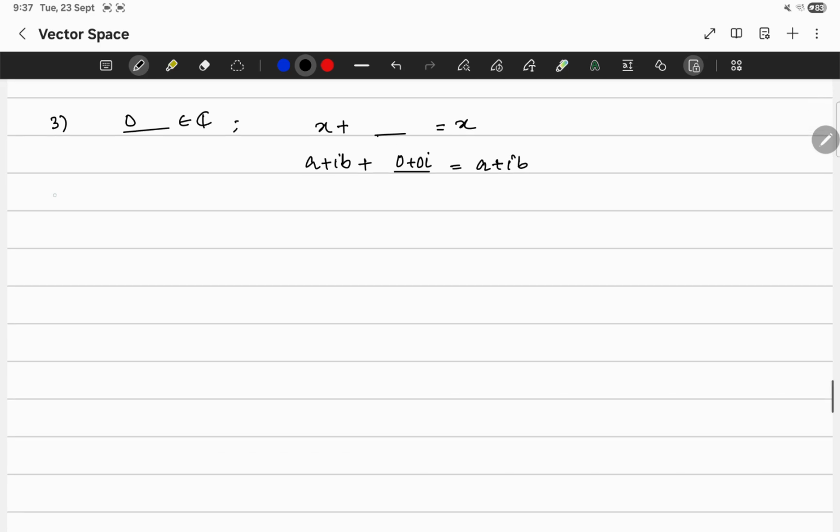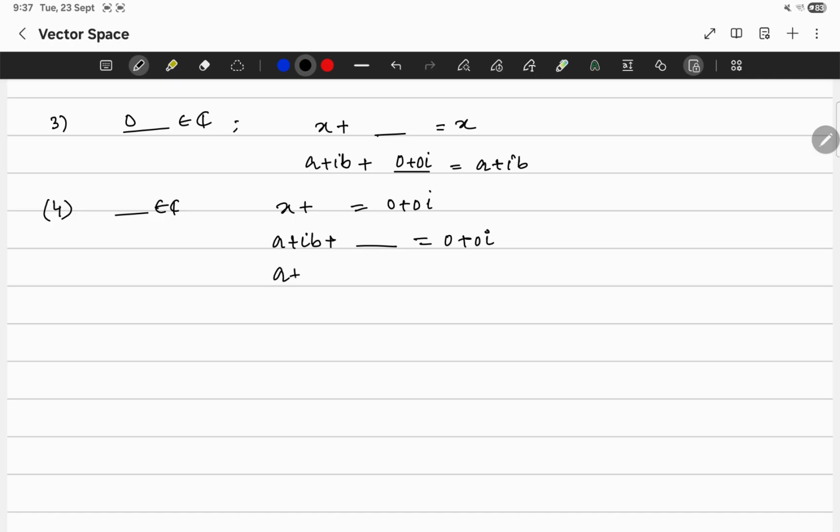Okay, now what is the fourth property? Take any complex number such that if you add it to any complex number x, you will get 0 plus 0 iota. So if x is a plus iota b, what do you have to add to get 0 plus 0 iota?